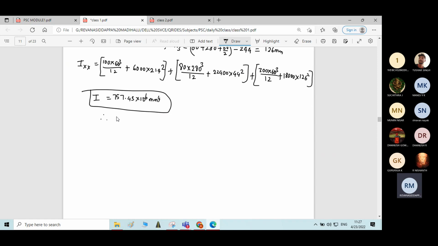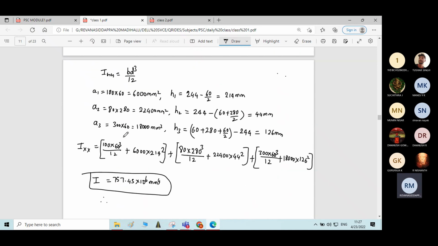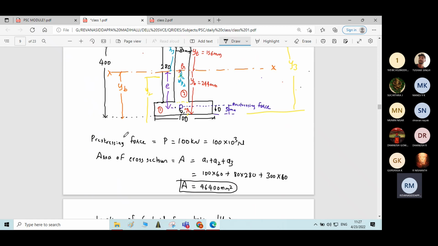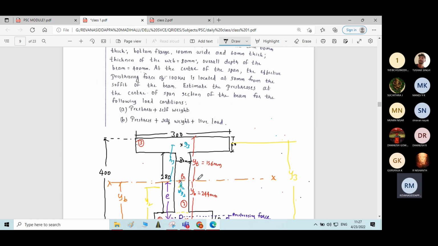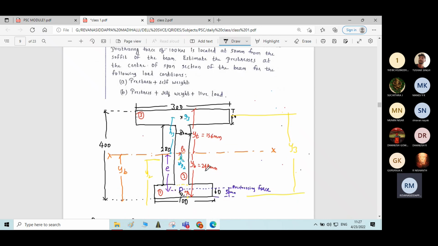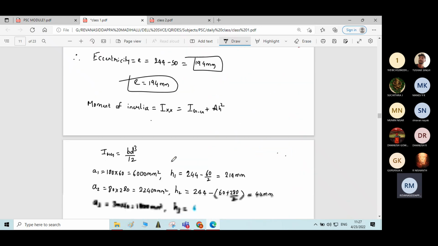Therefore, if you know the moment of inertia, you can easily calculate the section modulus, ZT and ZB. I said in the previous class that the distance of the centroid from the bottom fiber and top fiber is different. If it is symmetric about the x-axis, then ZT equals ZB equals Z. But it is not symmetric about the x-axis. Therefore, you need to individually calculate ZT and ZB.